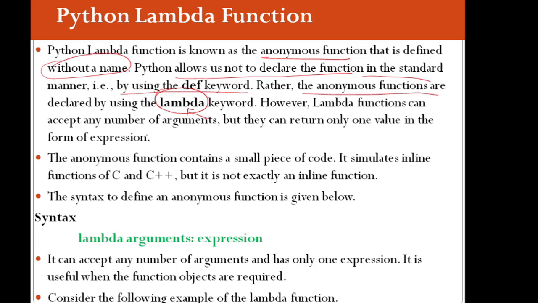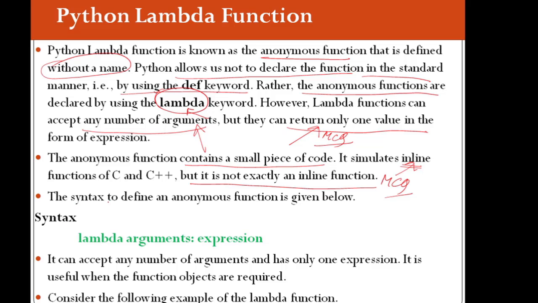However, lambda functions can accept any number of arguments, but they can return only one value in the form of an expression. So anonymous functions contain a small piece of code. We can say it is a kind of inline function, but they are not exactly inline functions. So this is again a question we have for MCQs, and many questions are covered from the MCQs.